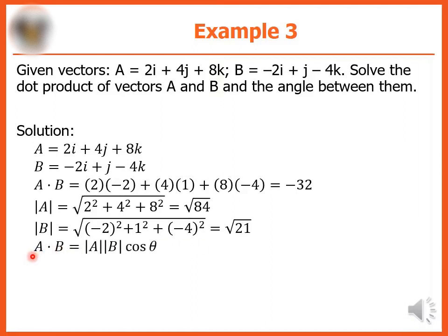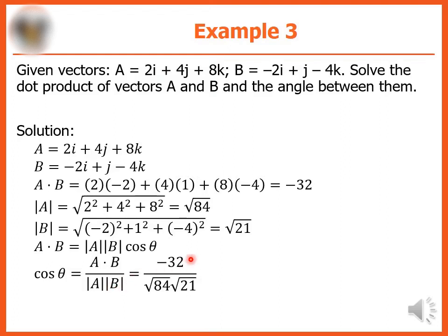Recalling the formula for the dot product of A and B, it is equal to the magnitudes of your vectors A and B times the cosine of theta. We're going to solve for the value of angle theta. By solving for cosine theta, that's equal to the dot product of A and B over the product of the magnitudes of vectors A and B.